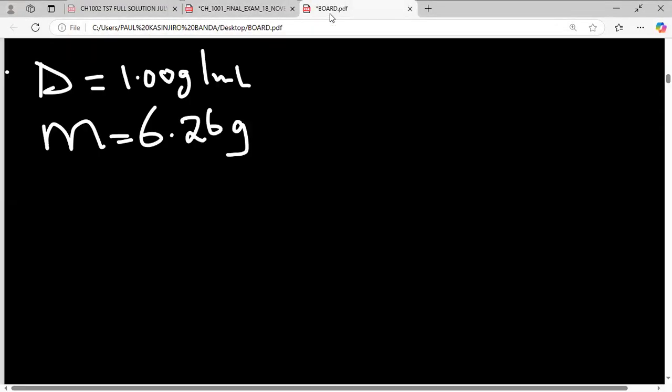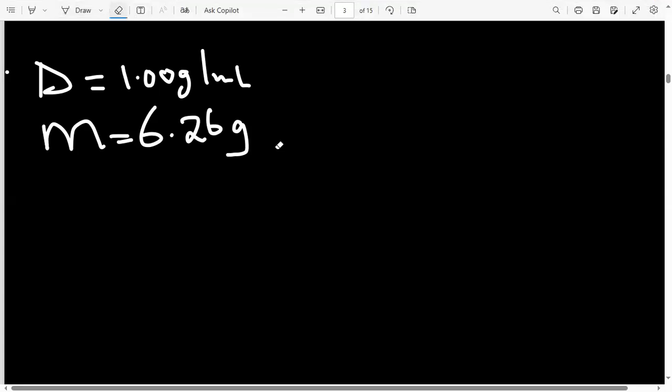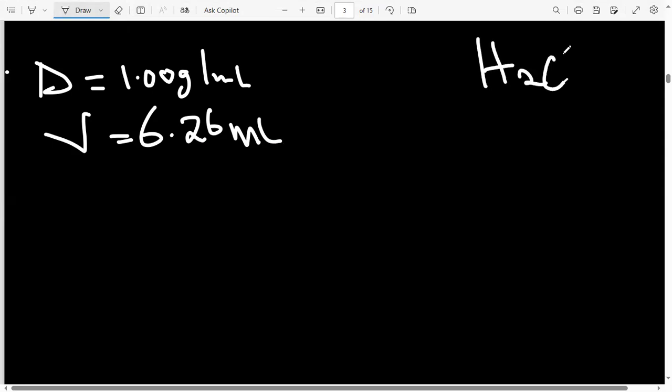Okay, millimeters here. We've been given this is the volume, not the mass. Okay, so this is the volume here. So we've been given the volume of the water. Okay, so remember water has this formula, right? So we want to find how many hydrogen atoms are in this water.